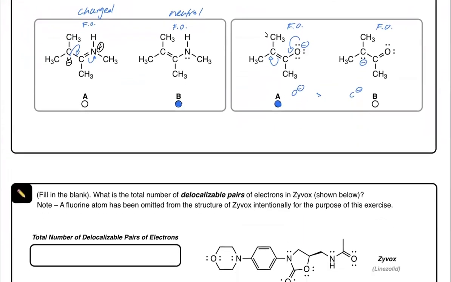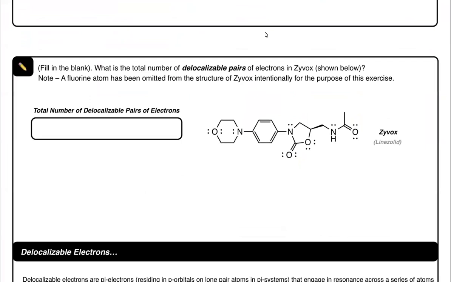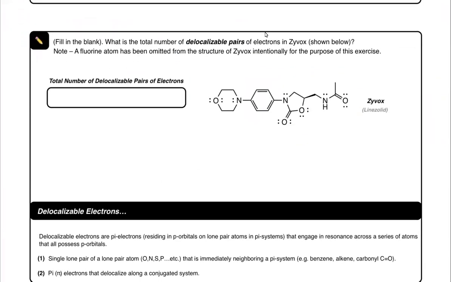All right, and for the last example, here we have a larger structure, and we're going to count the total number of delocalizable pairs. Now, in an earlier video, we said that delocalizable pairs could be electrons in conjugated systems, alternating double and single bonds, where we'd count each pi bond that is conjugated as a pair. And then we could also count lone pair atoms adjacent to pi systems that are visually singly bonded.